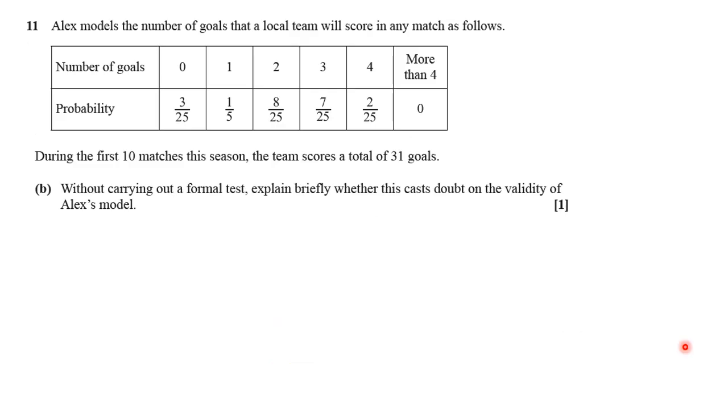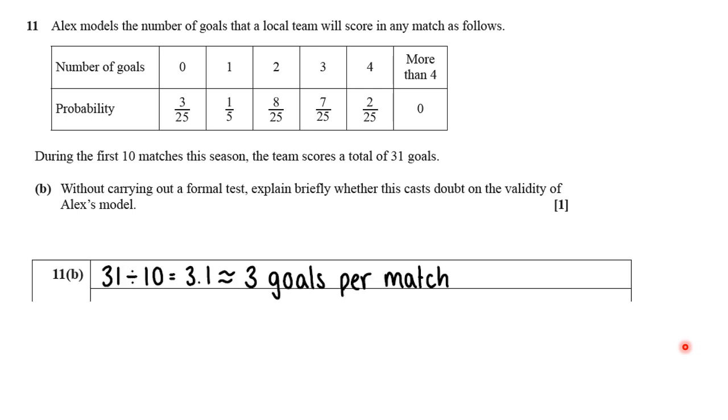Now finally, part B says during the first 10 matches this season, the team scores a total of 31 goals. Without carrying out a formal test, explain briefly whether this casts doubt on the validity of the model. Now, for them to have scored 31 goals in 10 matches, that means that there's an average of 3.1 goals per match, or roughly 3 goals per match.